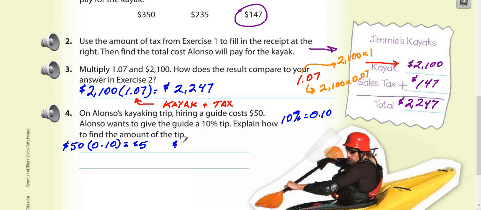Take the $50 that the guide charges plus the $5 that he wants to leave for a tip, and he would give the guide $55.